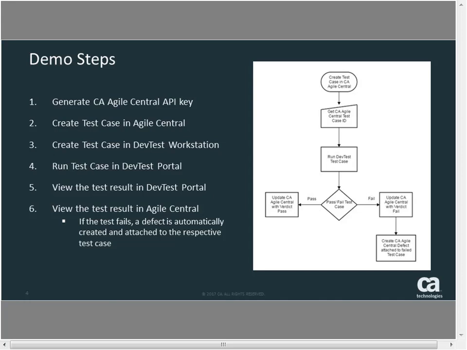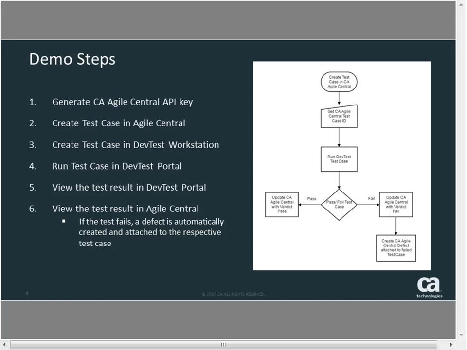Once we do that, we'll go to Workstation. Workstation's our main UI, a very powerful tool. You can edit test cases there, which is what we'll be doing. We can run the test case there, and I'll show you how that works. And then we can also use the portal, the third interface, to run the test case and view the test status. I'll show you both ways, through portal and workstation. Then we'll go back to Agile Central and view the result. And if the test case fails, we'll create a defect and attach it to the test case or the user story, however you want to do it.